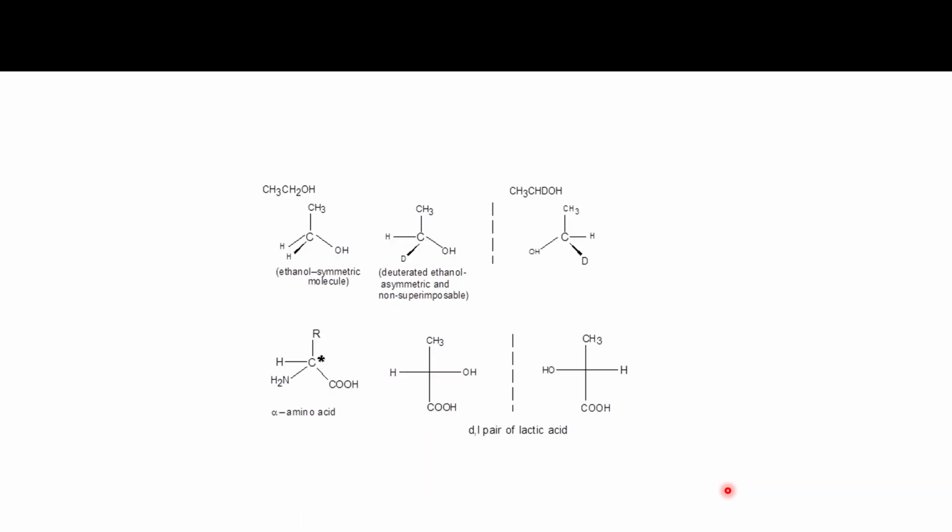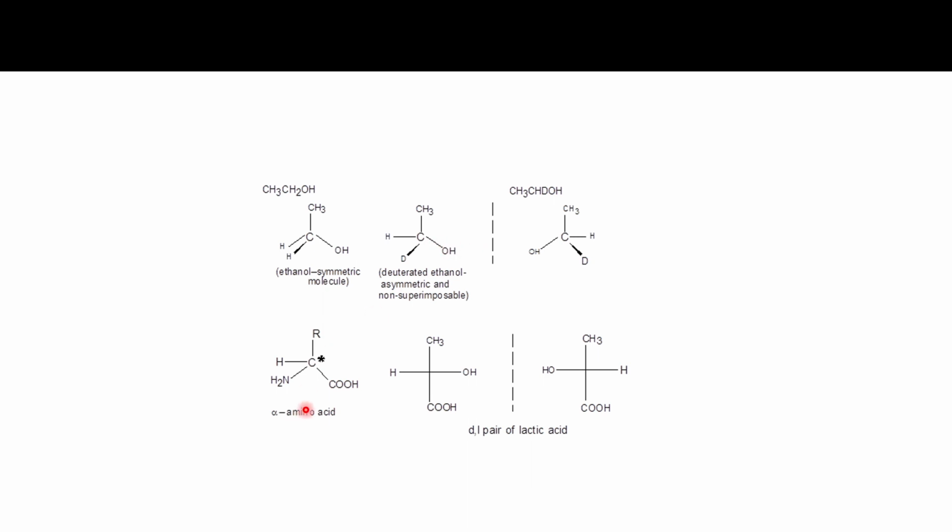So now we see some examples. In this molecule, ethanol, which has two hydrogens, if one hydrogen is replaced by deuterium, then what will happen? Then this molecule is a chiral molecule, which has non-superimposable mirror images of each other. So if these are chiral molecules with non-superimposable mirror images, then these molecules are asymmetric.